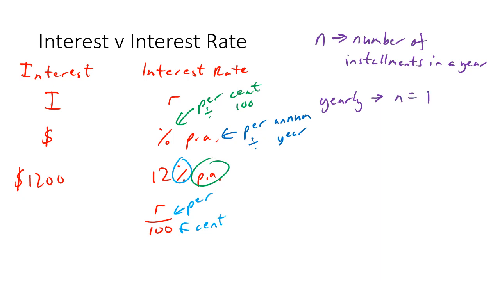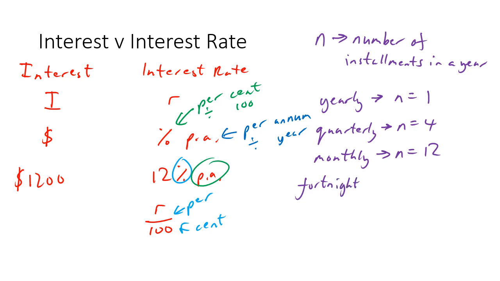And then you might have quarterly. In that case, n equals 4 because there's 4 quarters in a year. You might have monthly, in which case n equals 12. Fortnightly. This is a very British thing to say, fortnightly. Americans don't say it, but there's 26 fortnights in a year. A fortnight is 2 weeks. So I'll put that in little brackets. Fortnightly, so that's 2 weeks. There are roughly 26 fortnights in a year.